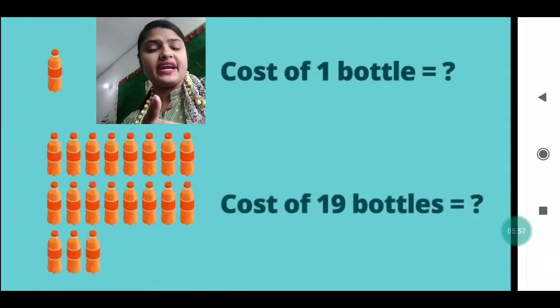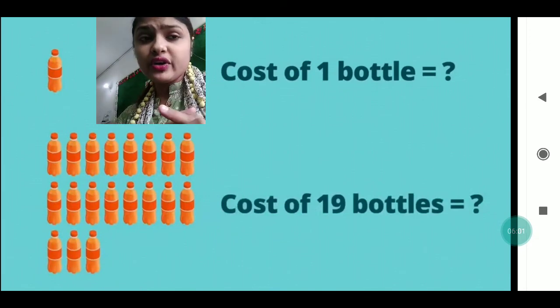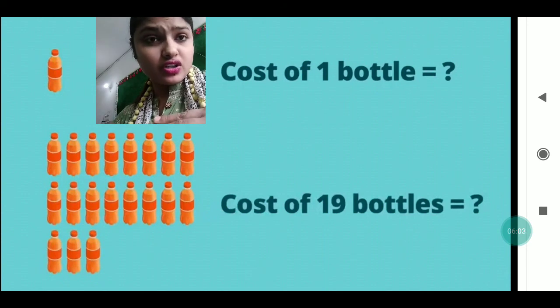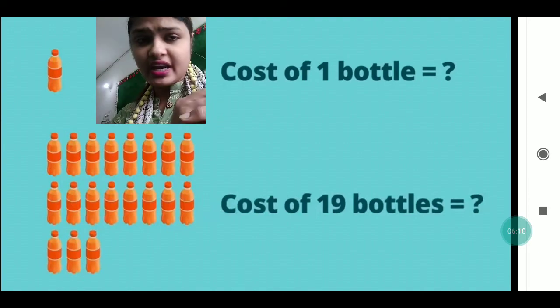Now here we have to find the cost of one bottle first. Cost of one bottle. So what will you do for finding the cost of one bottle? Total number of bottles are how many? The cost of 19 bottles.